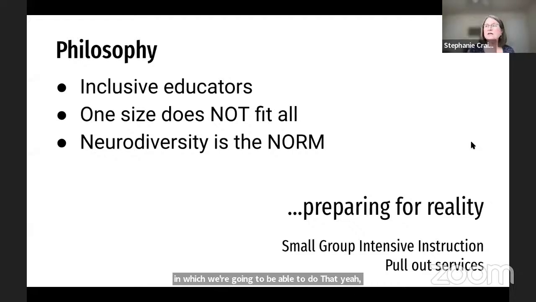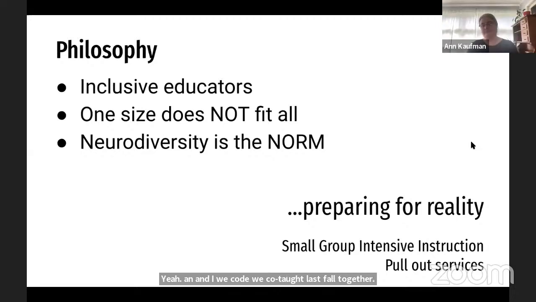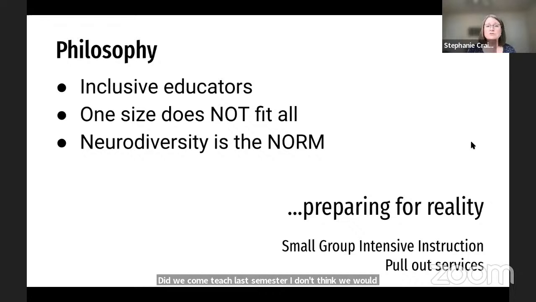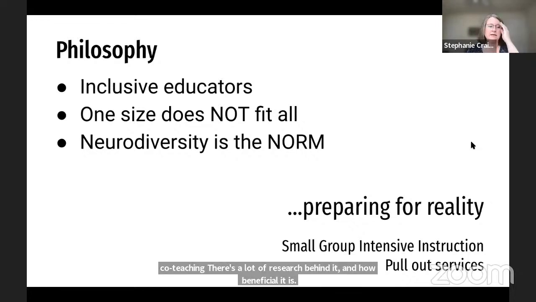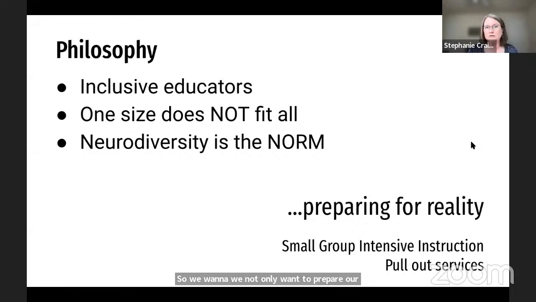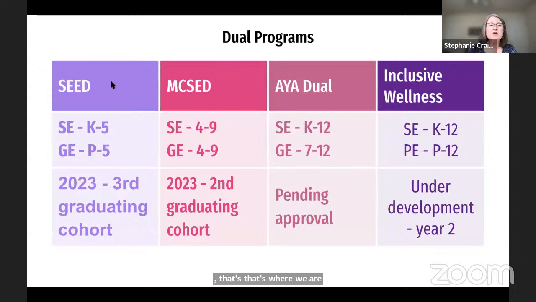Ann and I co-taught last fall together. Did we co-teach last semester? I don't think we did. Not last semester. But that's another thing: we know that with co-teaching, there's a lot of research behind it and how beneficial it is. So we not only want to prepare our candidates for co-teaching, but we also want to model it as well. That's where we are with the program right now.